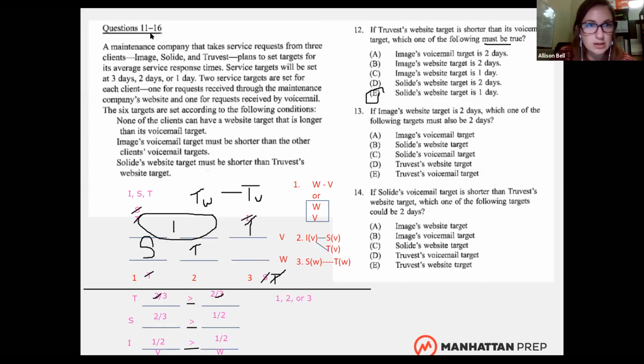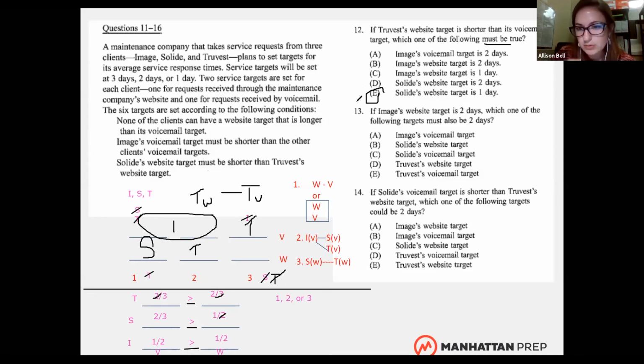And then I'll start thinking about other rules. So I know that I's voicemail has to be shorter than T's voicemail. That doesn't give me a lot because T's is 3, I can be 1 or 2. I know that S's website has to be shorter than T's website. So T's website is 2. That gives me that S's website has to be 1. And once again, that would get me to my correct answer.